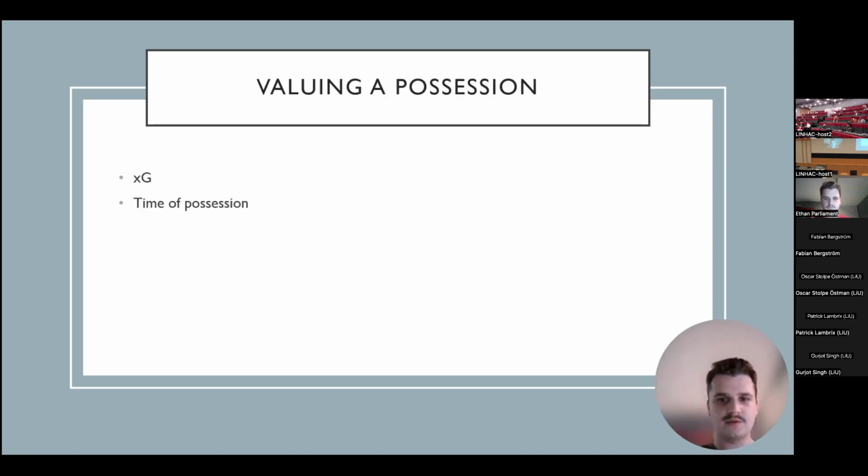In order to compare different strategies, we first need to be able to value each possession. To do so, we're going to use two metrics. The first one will be the total cumulative expected goals that possession generates, and the second metric will be the total time that the possession takes.